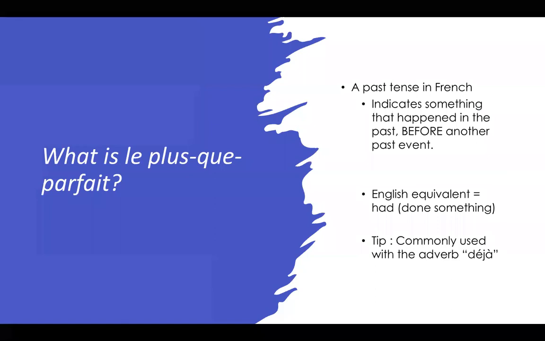So, what is le plus que parfait? It's a past tense, and it indicates something that happened in the past before another past event. The English equivalent of this would be had done something. So, for example, I had ate or I had ran. And just a little tip is it's commonly used with the adverb déjà, which is already.